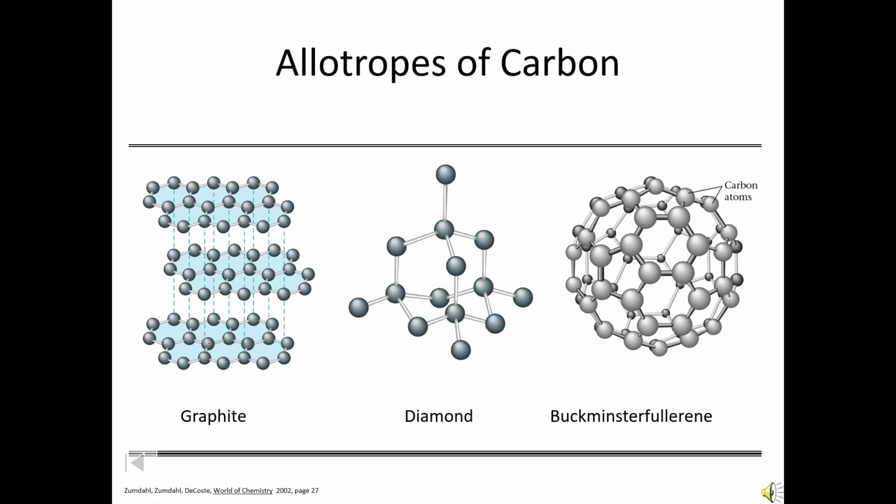In graphite, each of these little spheres is a carbon atom. But if you look, they're arranged very differently in graphite than they are in diamond. And those are arranged very differently from what they are in Buckminster fullerene. So the thing to remember is the way we arrange those atoms and the way they are attached to one another affects how they behave and how they function.